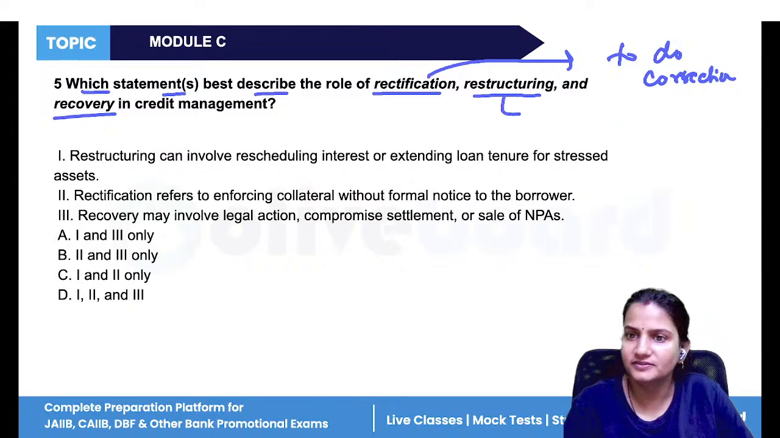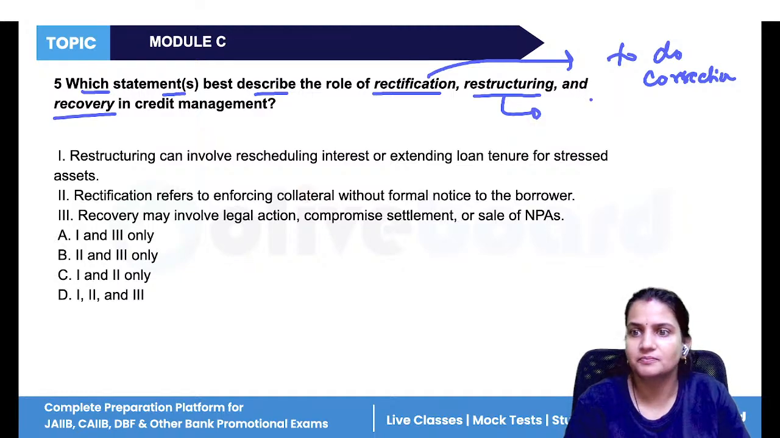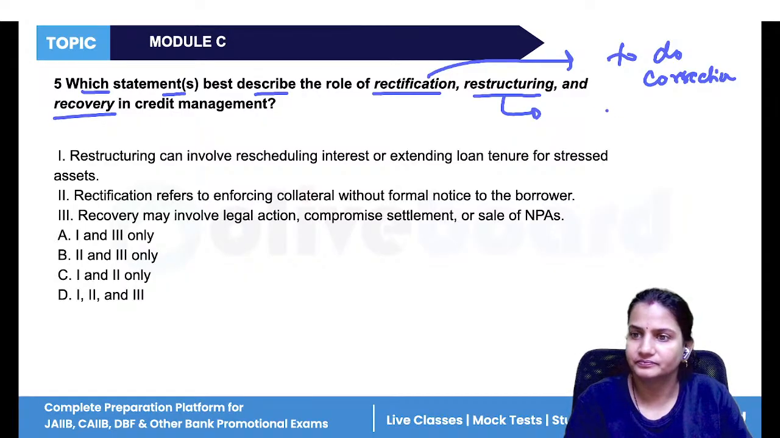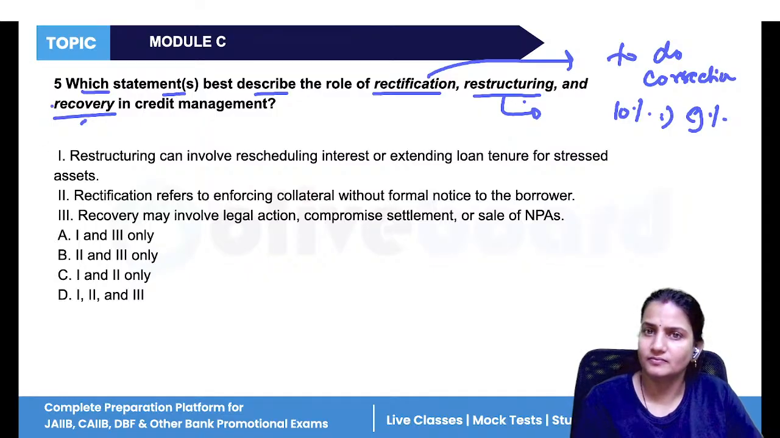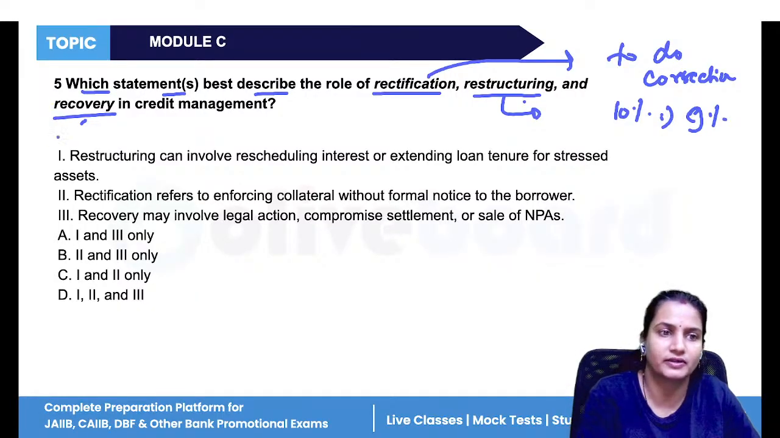And restructuring means when something is structured again. Like when the borrower has done the default and bank is giving some more time, saying okay, I'm giving you some more time to repay the money, or I'm decreasing the interest rate. So the rate was 10%, now you have to give me loan at the rate of 9% only. So that is what restructuring. And recovery means when bank takes the help of debt recovery tribunals, then SARFAESI, different acts and laws to recover their money.